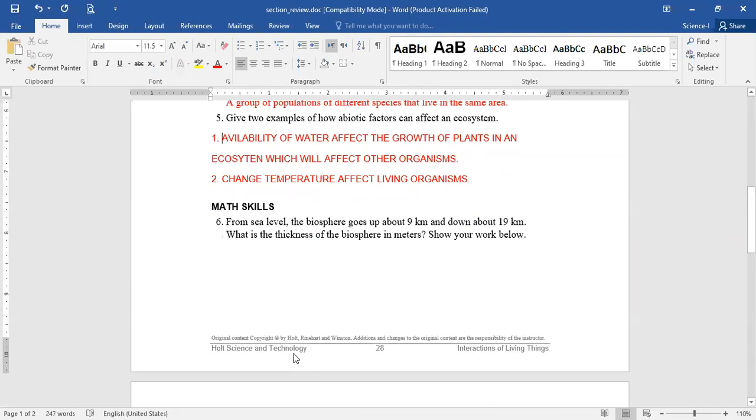Let's start here, math skills. From sea level, the biosphere goes up to 9 kilometers and down about 19 kilometers. What is the thickness of the biosphere in meters? And share your work below. Of course, that's a very simple question. Yes, Lina? We are going to add the kilometers. So 9 plus 19. So it equals how much? 28. 28 kilometers. So in our question, I think it's easy, yes?